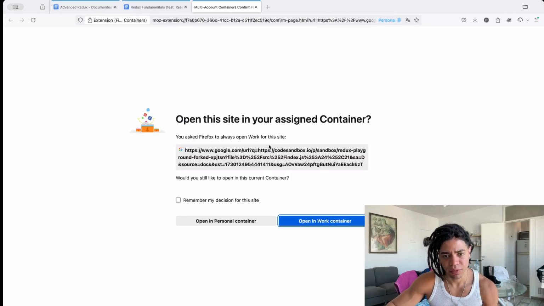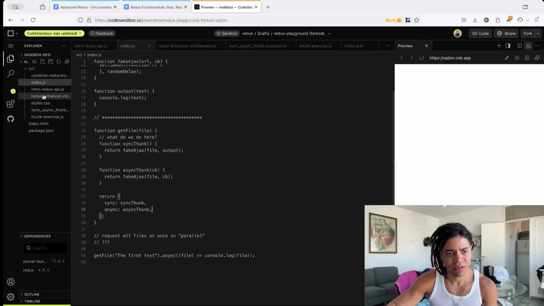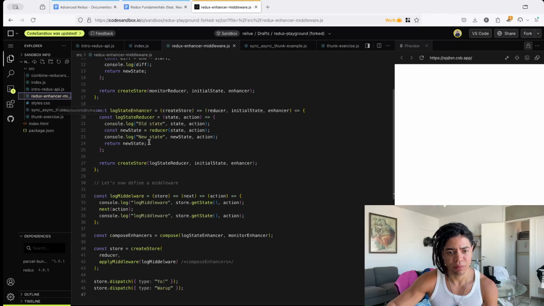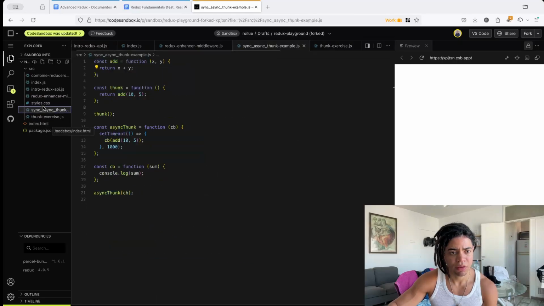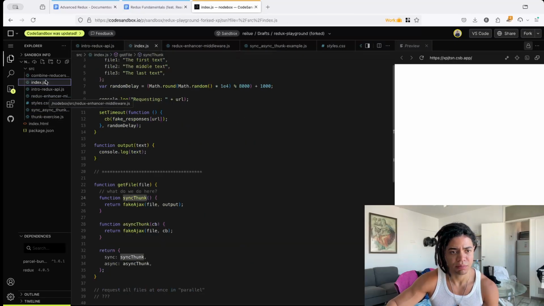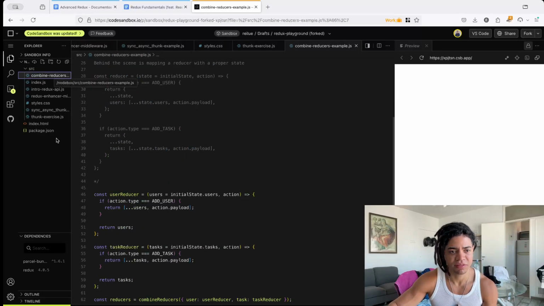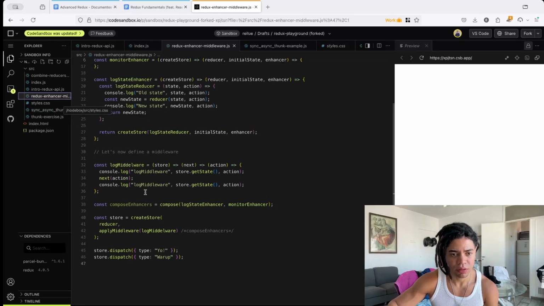Let's go to this example, because we are creating this especially in enhancers or middlewares. I didn't put this middleware, no, combined reducer. Interesting. Okay, let's create that example here with middleware. Log me. There you got it.